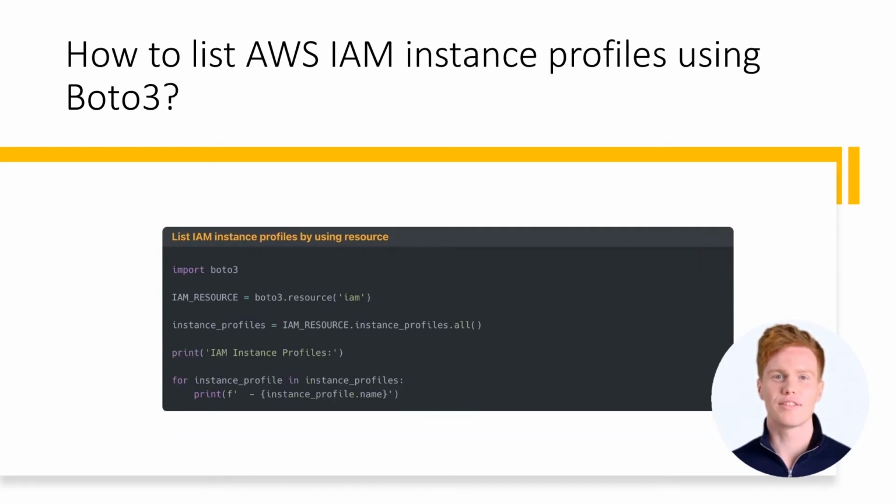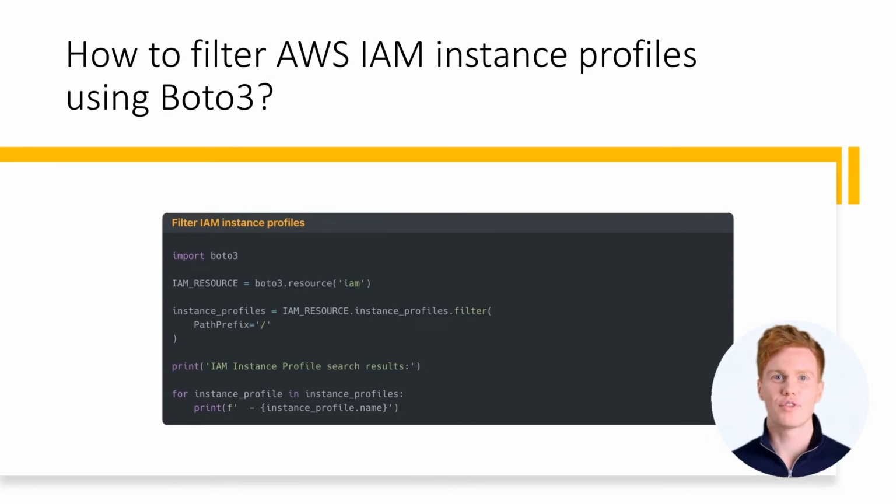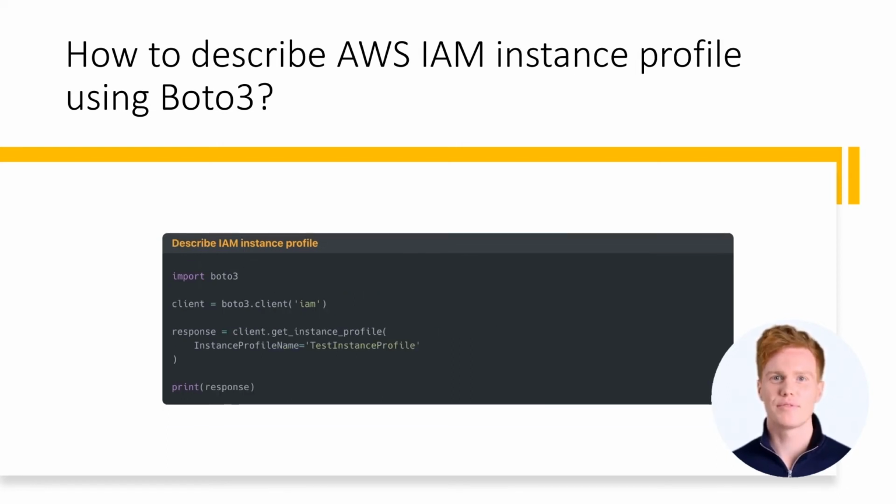To list IAM instance profiles, you need to use the all method of the instance profiles collection of the IAM resource. To filter IAM instance profiles, you need to use the filter method of the instance profiles collection of the IAM resource. Similar to the roles, policies, and groups, IAM instance profiles support filtering by path prefix. To describe the IAM instance profile, you need to use the getInstanceProfile method of the IAM client to retrieve the information about the specified instance profile, including the instance profile's path, GUID, ARN, and role.